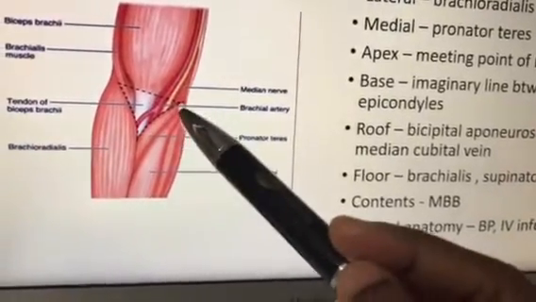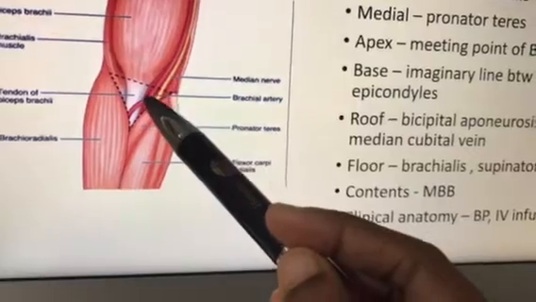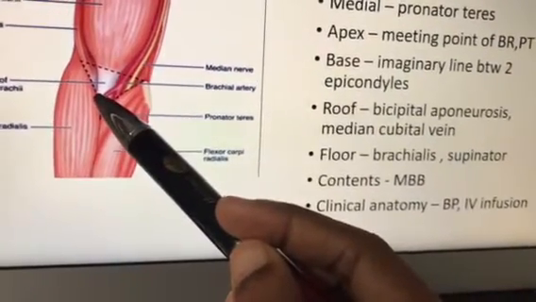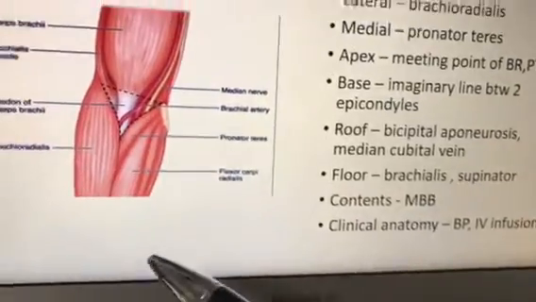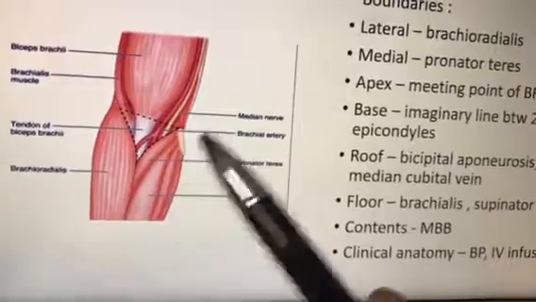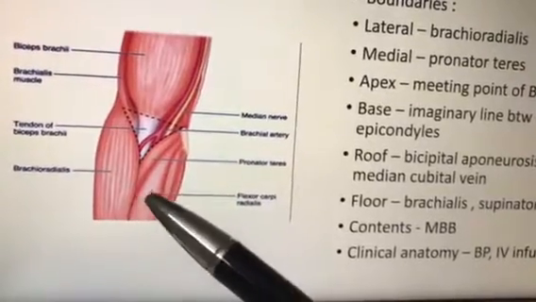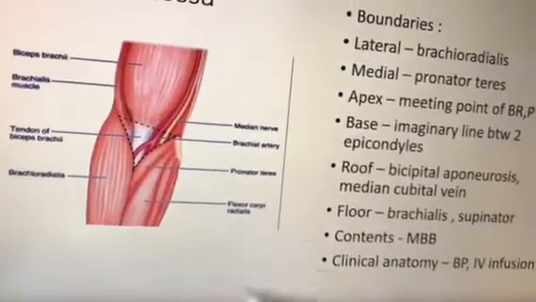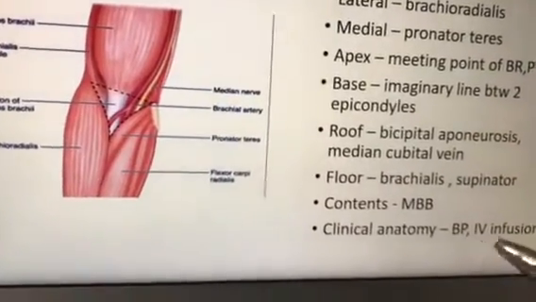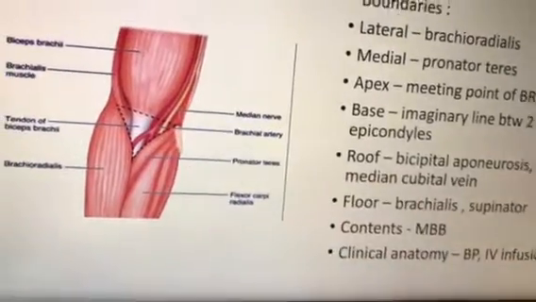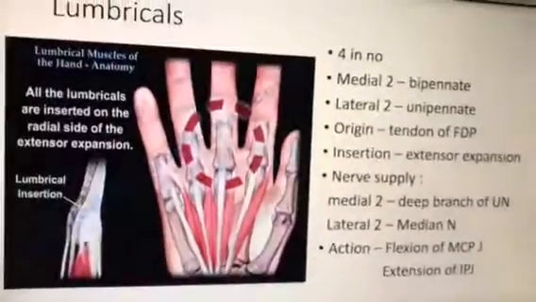And then contents: M for median nerve, B for brachial artery, another B for the biceps tendon. These three are the contents. Clinical anatomy: intravenous infusion. So on the roof you should write, don't forget to write bicipital aponeurosis and the median cubital vein. That vein is used for intravenous infusions and blood transfusion, for everything. And then they measure the BP over the brachial artery in this place only.